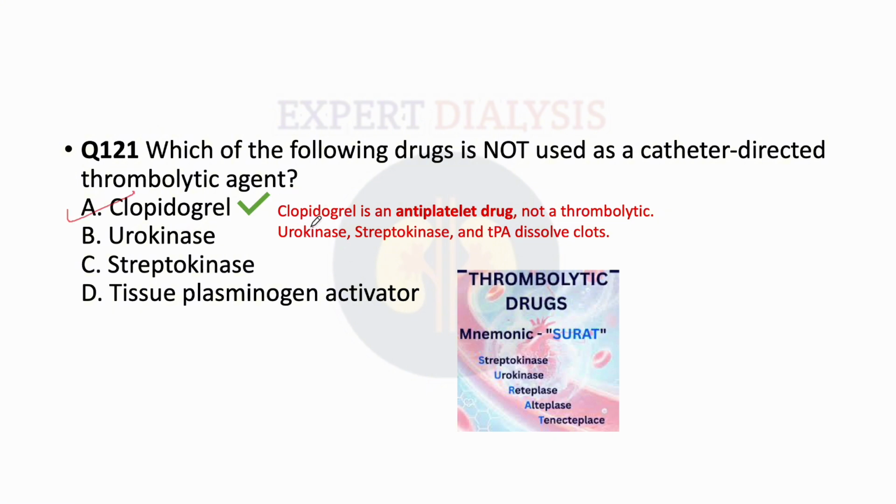So let's see the explanation. Clopidogrel is an antiplatelet drug, not a thrombolytic agent. Urokinase, streptokinase, and TPA dissolve clots, and they are used. Here is also an important trick through which you can remember thrombolytic drugs. The trick is Surat, like the city in India. Here S stands for streptokinase, U stands for urokinase, R for reteplase, A for alteplase, and T for tenecteplase.